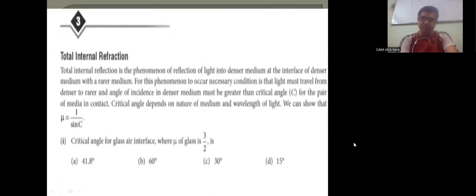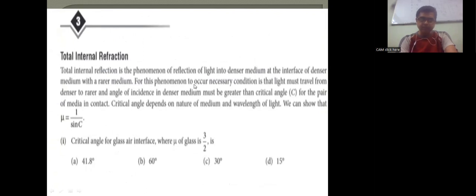Now come to case study number 3. Case study number 3 says total internal reflection is a phenomenon of reflection of light into denser medium at the interface of denser medium with a rarer medium.